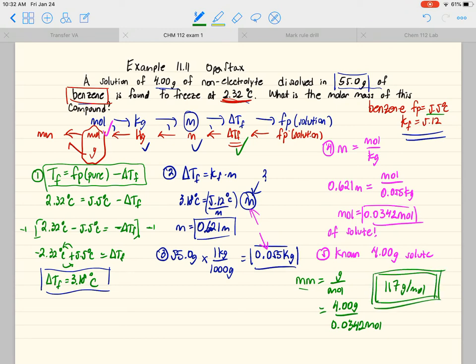That's our final answer. So we started with the freezing point of the solution, and we calculated the change. Then in step 2, we calculated the molality. Then in step 3, we calculated the kilograms. And then in step 4, we calculated moles. And step 5, I just recognized that the word problem has grams. And then in step 6, which I didn't really label in green here, I calculated the molar mass, because molar mass is equal to grams per mole.